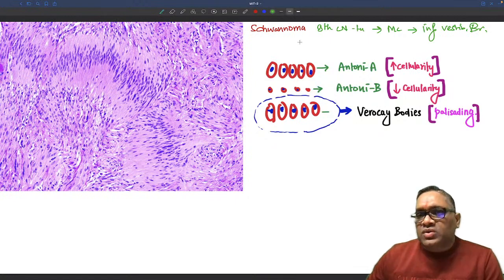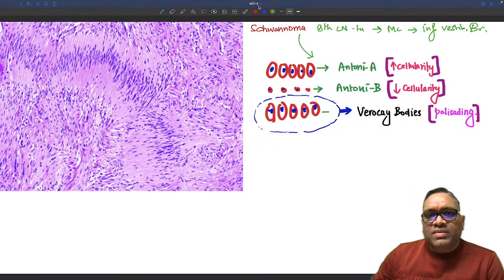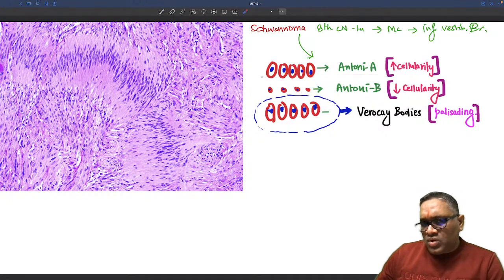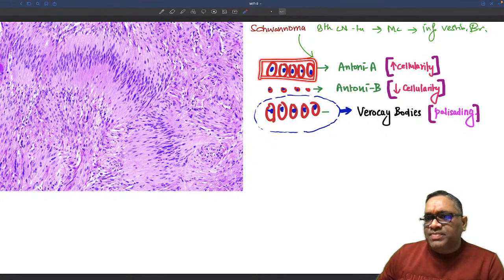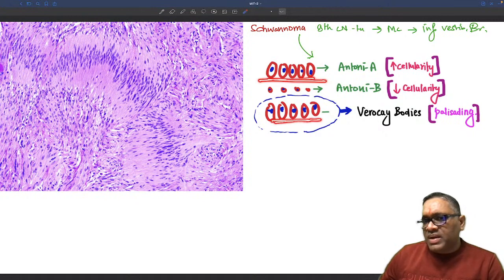So what will be the microscopy of the schwannoma? They will have two important findings. Number one, Antoni A area. What is Antoni A area? This is called palisading. Palisading means a parallel arrangement of the tumor cells. So they have a parallel arrangement to each other. That is called palisading.